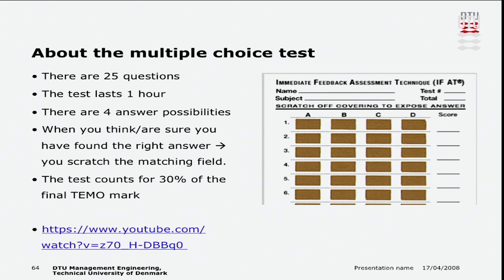About the test: there are 25 questions. It lasts for an hour. There are four answer possibilities, A, B, C, and D. And when you are sure that you have found the right answer, you scratch the matching field. It counts for 30% of the final mark.